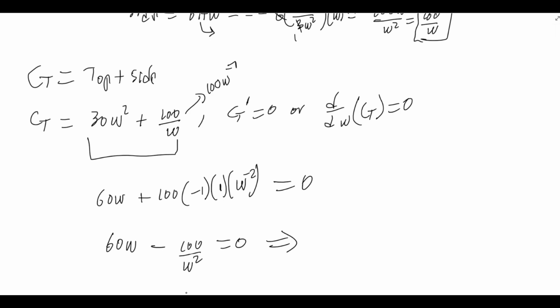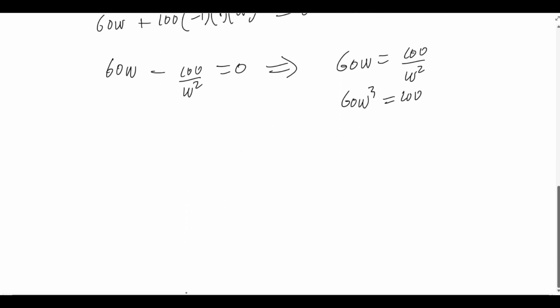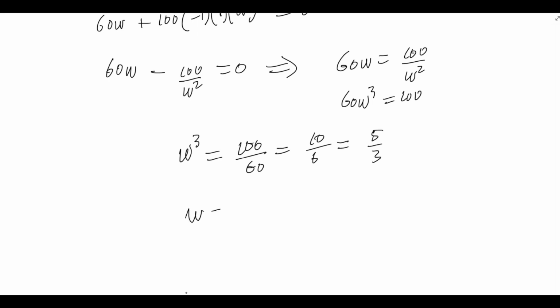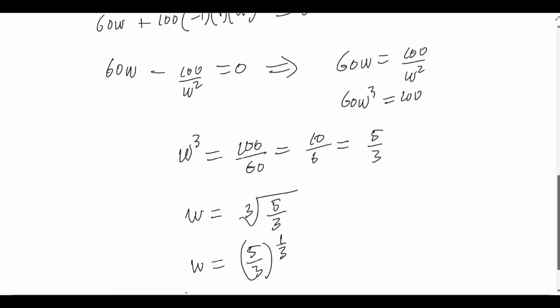This implies that 60W is the same as 100 all over W squared. We can cross multiply, which means that 60W cubed should be 100. Now we just have to further simplify our result. W cubed should be 100 all over 60, which is the same as 10 on 6, which is the same as 5 on 3. So W will simply be the cube root of 5 on 3. So W will be 5 on 3, all that raised to the 1/3. This is another way in which you can represent it.